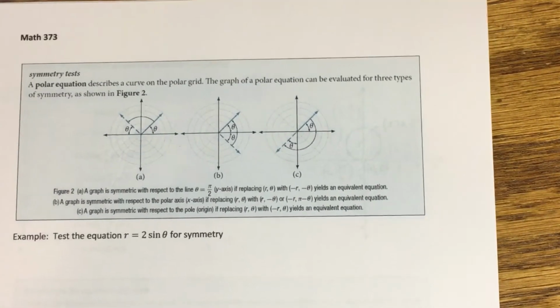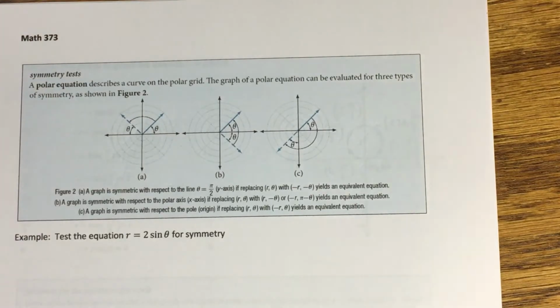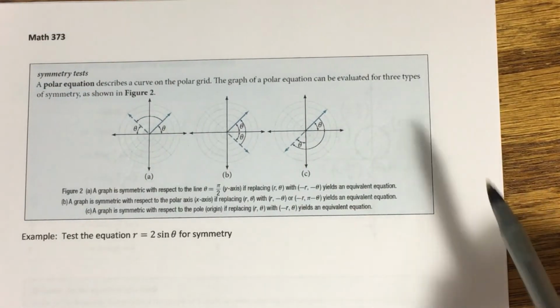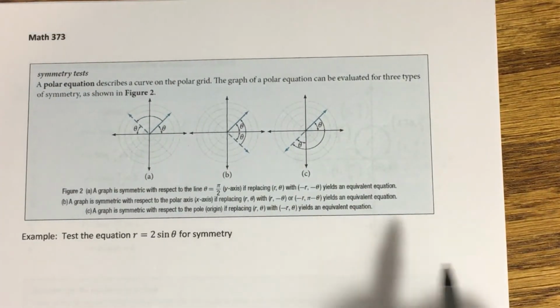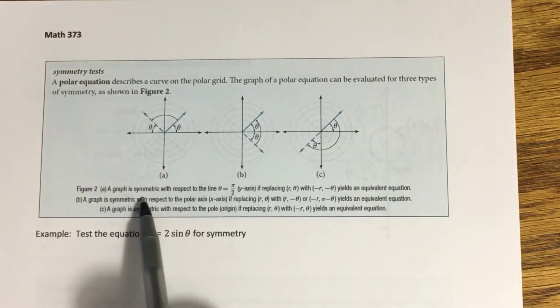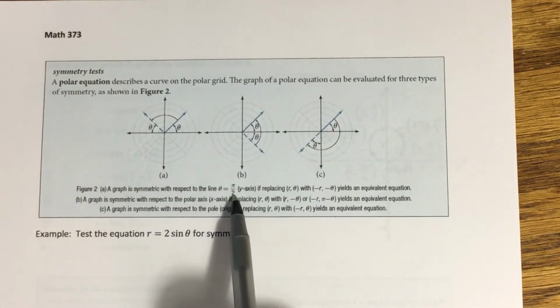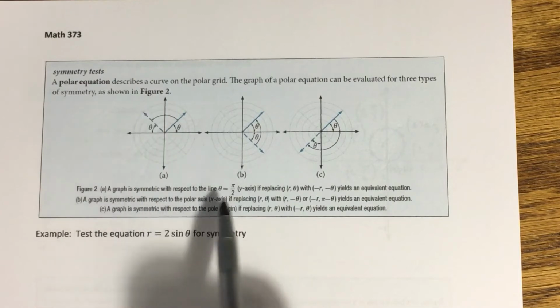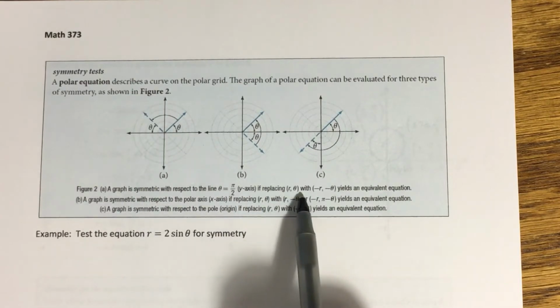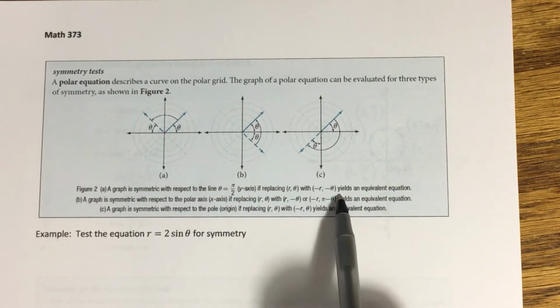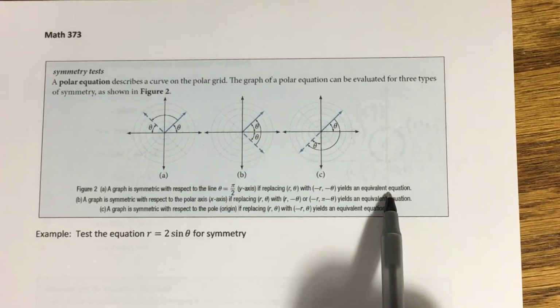This is from your book. So it's 3 symmetry tests for polar equations. I know this is small, but this is just reiterating what we've already said. A graph is symmetric with respect to the line theta equals pi over 2, remember, that's the vertical axis, if replacing (r, theta) with (negative r, negative theta) yields an equivalent equation.